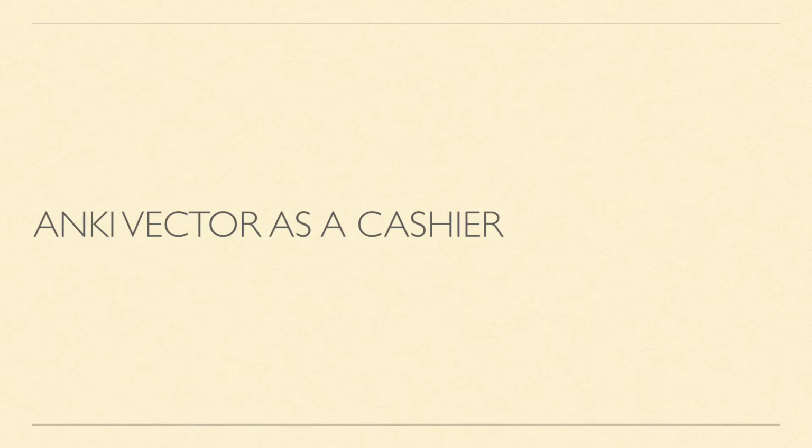In this video, we programmed the Anki vector to be a cashier just like the cashier we saw in the Japanese store in the previous slide. Now what will happen in this video is that we will show the vector a few objects and there is a price associated with these objects and vector will automatically compute the total bill, and when the cube is tapped, vector is able to process the payment and complete the payment using a mobile application. Let's see how this goes.